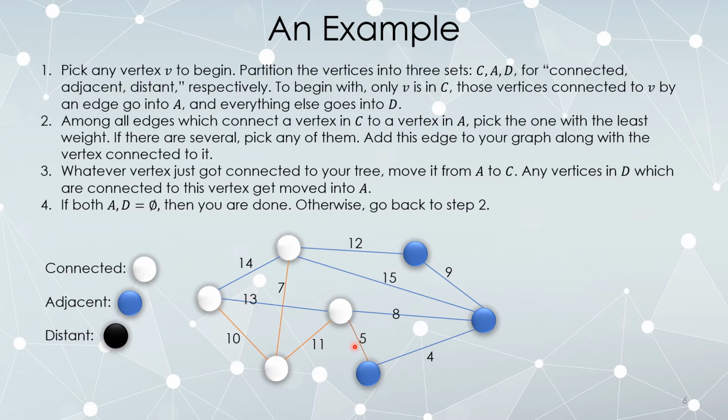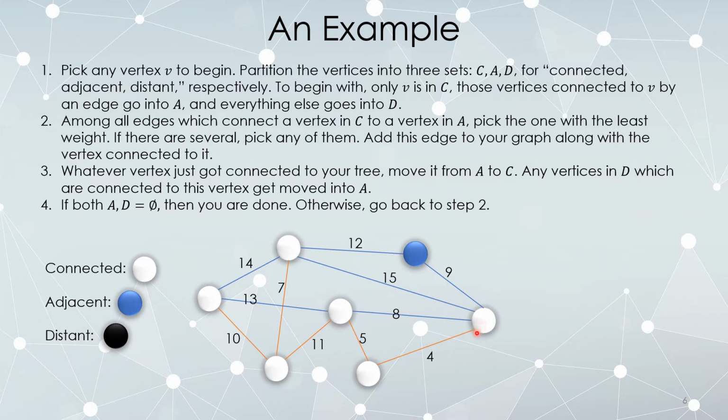5 is the cheapest, so use it, which makes this connected. Okay, there's really no way to add things to our adjacent vertex set. We've used them all up of the distant ones. Now this is the cheapest edge coming out of one of our connected vertices. So now this is considered connected.